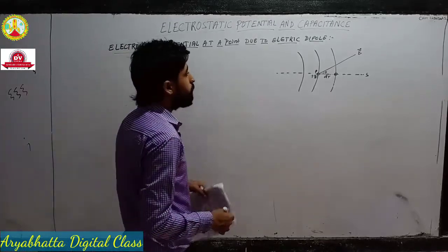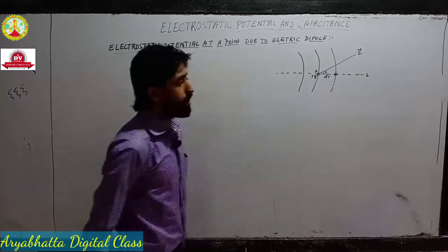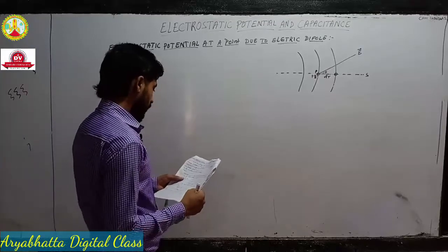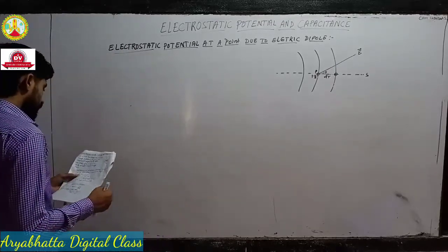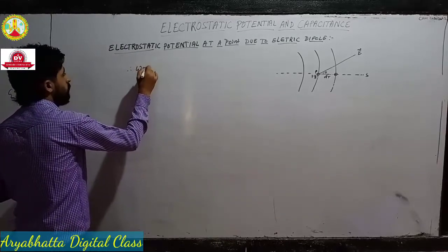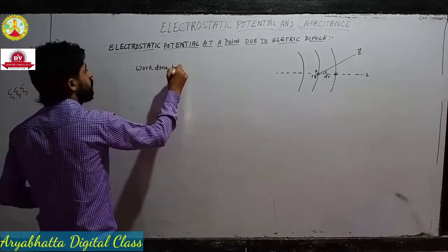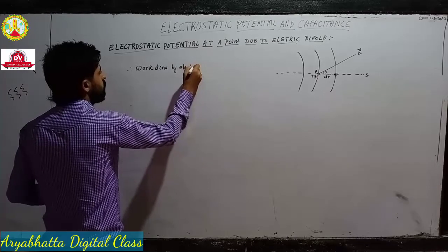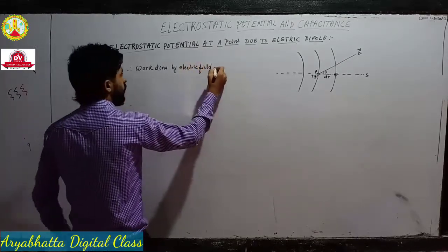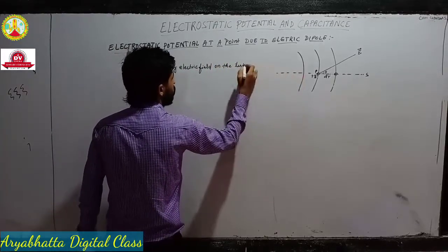The electric field E at P will be perpendicular to the surface, right? Is it clear? So now what will be the work done on this field? Therefore, work done by the electric field on the test charge, that is this charge plus q, right?